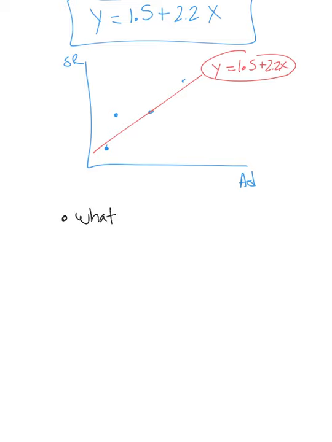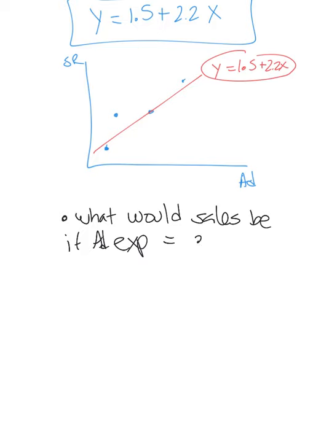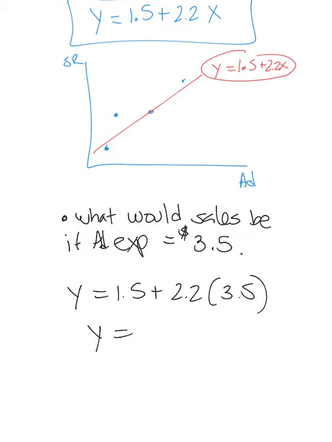what would sales revenue be if ad expense was equal to $3.5? Okay, so what would we do here? We take y equals 1.5 plus 2.2 times 3.5, and that would give us a predicted value for y. This y hat represents the predicted value of y, which would be $7 in sales. So that is our prediction.